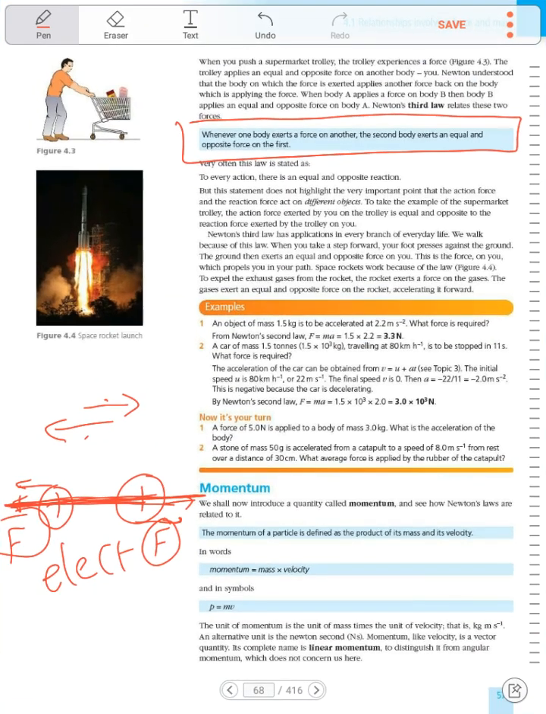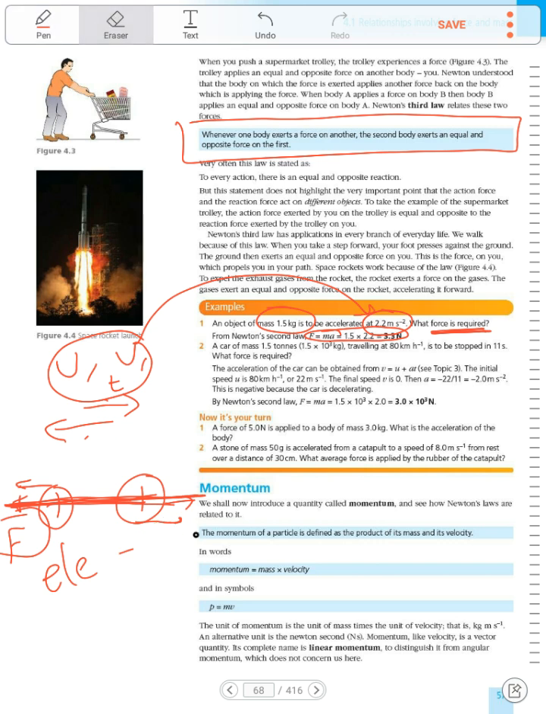So you have to remember what type of force you are talking about. If we have a mass of 1.5 kilograms and the object accelerates at 2.2 meters per second squared, you can calculate the force using F equals ma. Or maybe the question gives you the initial and final speeds and the time, so you can calculate the acceleration and multiply it by the mass to find the value.